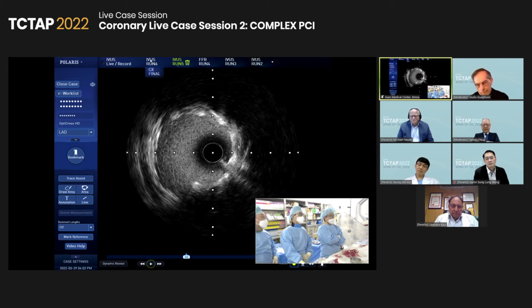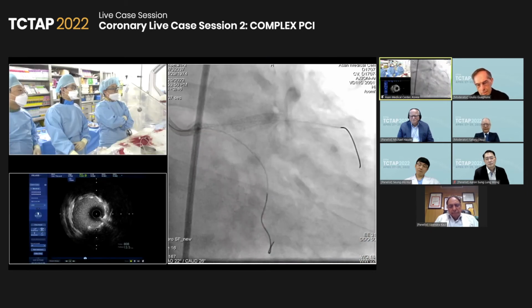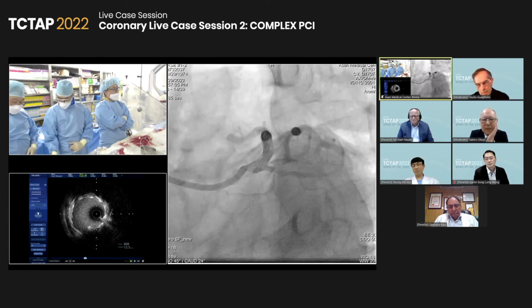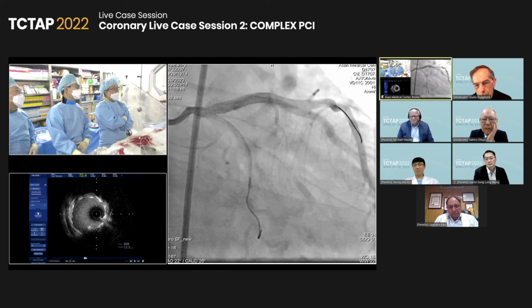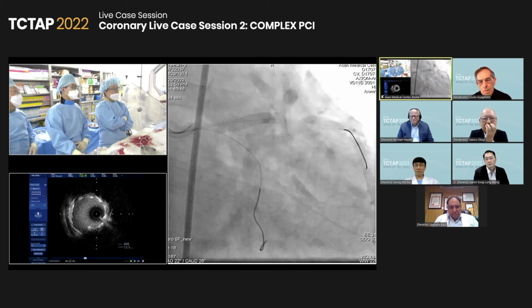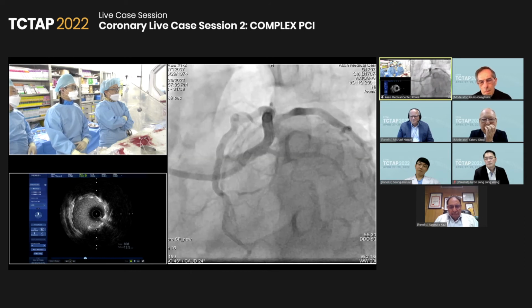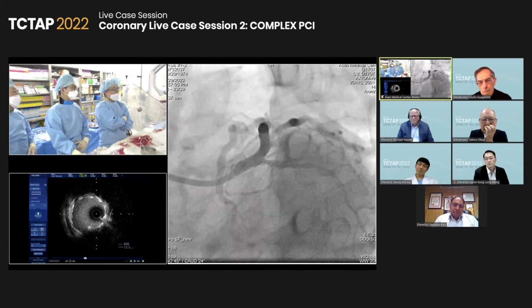So, this is the area coral view, as you can see, the previous one. Yes, as you can see, much improved than before. And next one. And then we removed it. This is the final shot, and the ostium is much improved.